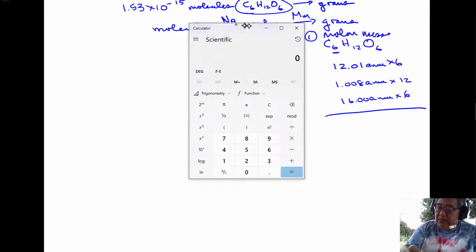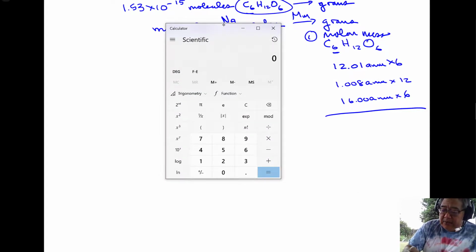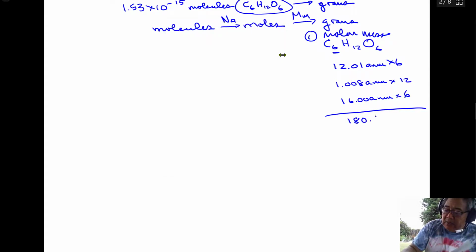So let's move this out of the way so you can see it anyways. I'm going to go 12.01 times 6 plus 1.008 times 12 plus 16.00, you don't have to put the .00, times 6 like that. And so that looks like it's going to be right? 12.01 times 6, 1.008 times 12, 16 times 6, and I get 180.156 atomic mass units like that.